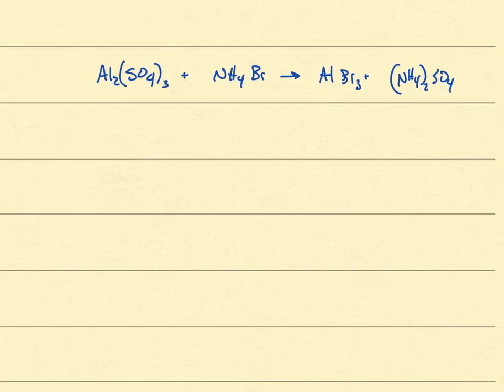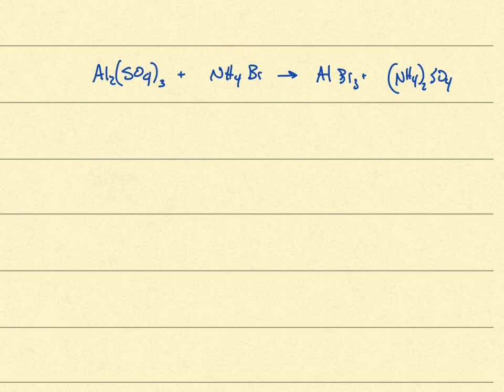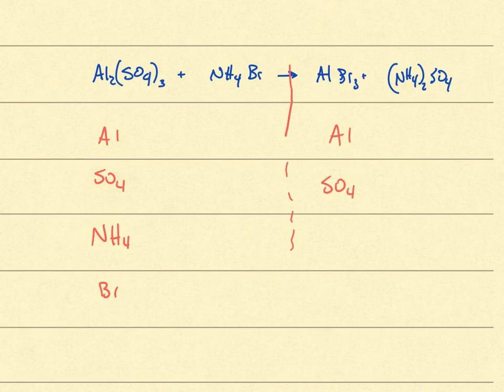What I've got here is a plethora of polyatomic ions. In fact, I have 2 polyatomic ions in this problem. I've got SO4 and NH4. So when I write out my atom inventory, I've got aluminum, sulfate, ammonium, and bromine. So on this side, I'm going to match them up the same directly across, and I'm going to start counting. So I've got 2 aluminums, 3 sulfates, 1 ammonium, NH4, there's 1 of them, and 1 bromine. Over here I have 1 aluminum, 1 sulfate, 2 ammoniums, and 3 bromines.